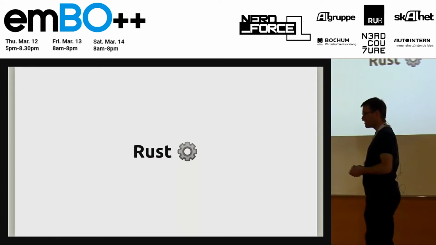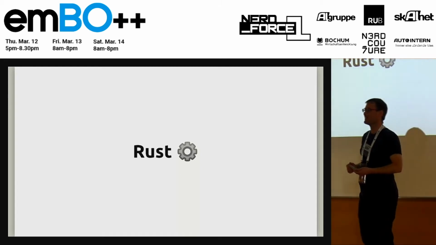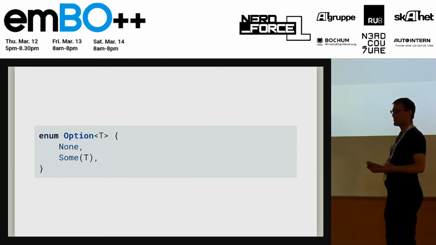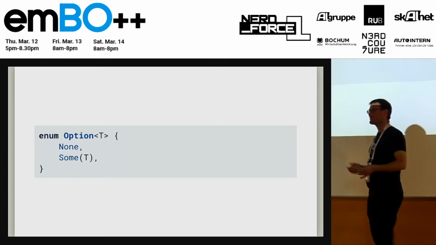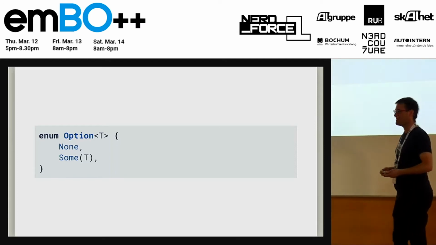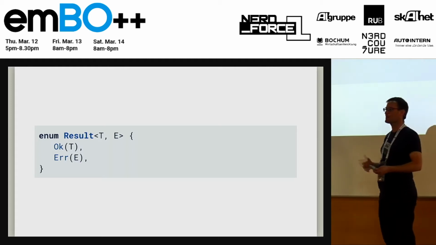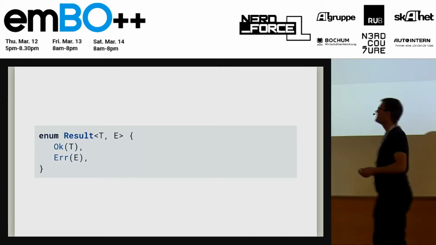Now, if you're going to look a little bit further, who has done some Rust programming? Oh, quite a few. So you maybe know the Option, which is basically the same thing as the Maybe. And then there is the Result, which I think is something very fundamental to Rust. It's used a lot in the standard library itself of Rust.